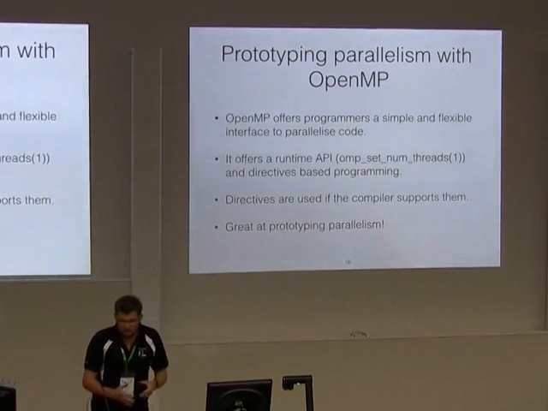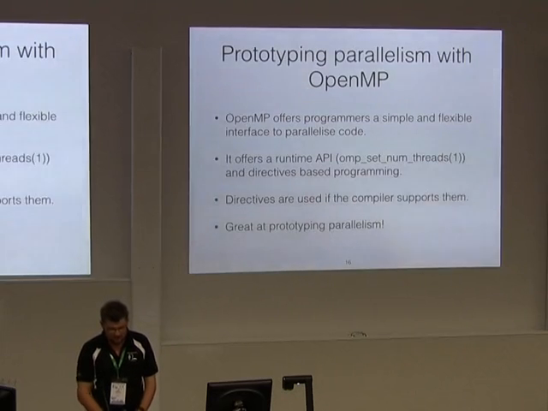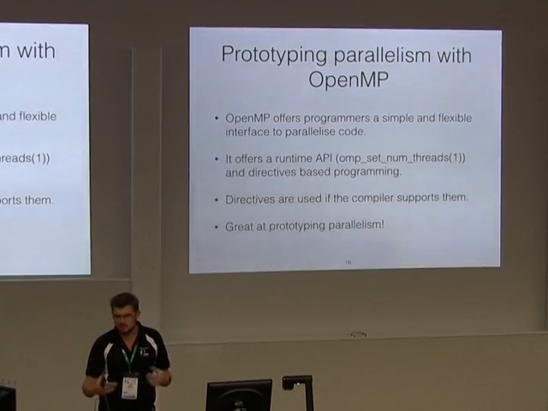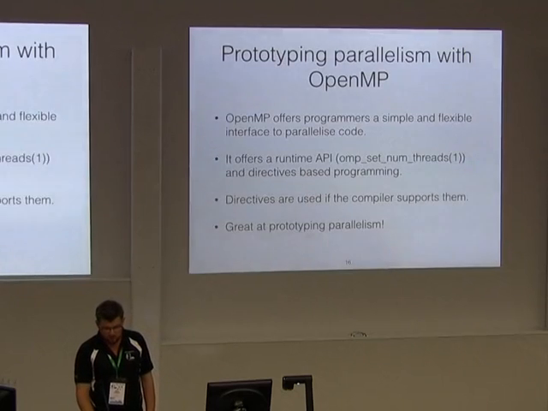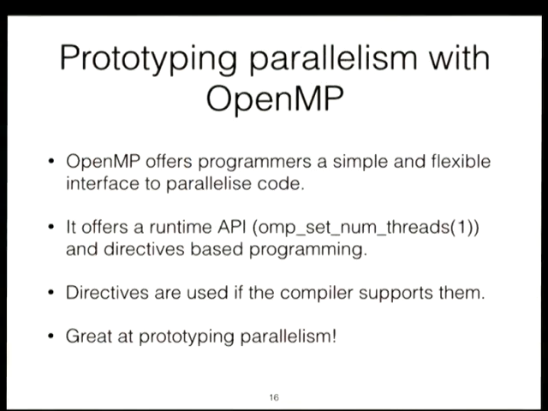Okay, so we can prototype parallelism pretty easily with OpenMP. OpenMP offers programmers a simple and flexible interface to parallelize code. It offers a runtime API, so we can call OMP set num threads and set the number of threads we want to use, changing how many CPUs are in use. And it offers directives, so we can use OpenMP pragmas if your compiler supports them, which is great because you can turn it off and see if your serial code works, because I'm notoriously bad at breaking my code when I try to make it run in parallel.